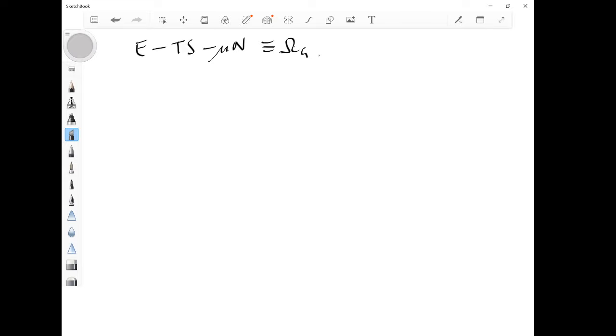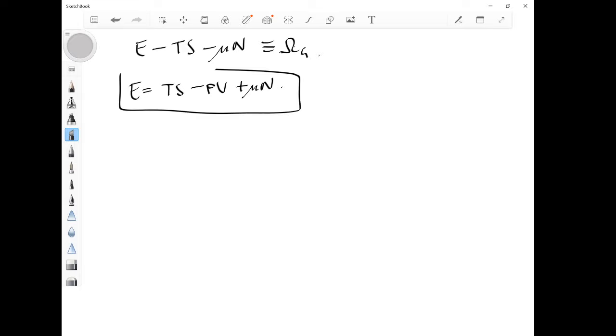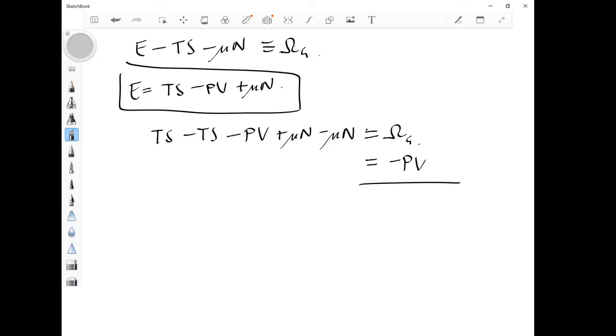And we know that E is equal to Ts minus PV plus mu n. So if we just substitute everything in, then what we get is Ts minus Ts minus PV plus mu n minus mu n equal to the gram potential, which is just equal to minus PV. So that's where that just comes from. Just classical thermodynamics, nothing more.